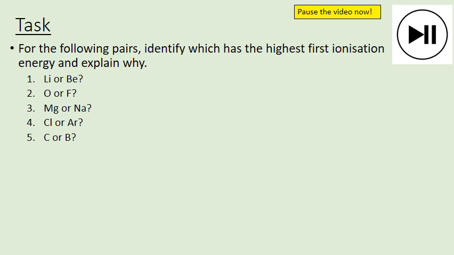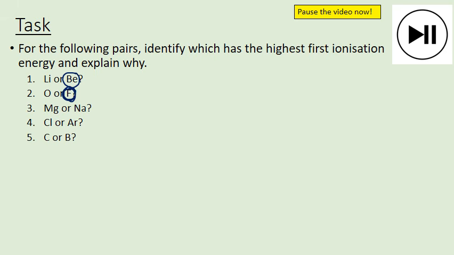So lithium versus beryllium. Well, they're in the same period. However, beryllium has a bigger nuclear charge, a smaller radius, and they have the same shielding. So therefore, it has a bigger ionization energy. Because it has a smaller radius and a bigger nuclear charge, the electron is more attracted to the nucleus. Oxygen or fluorine. Again, they're in the same period, but fluorine has a higher nuclear charge and a smaller radius, therefore higher first ionization energy.